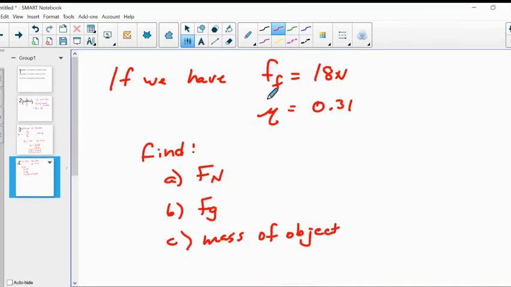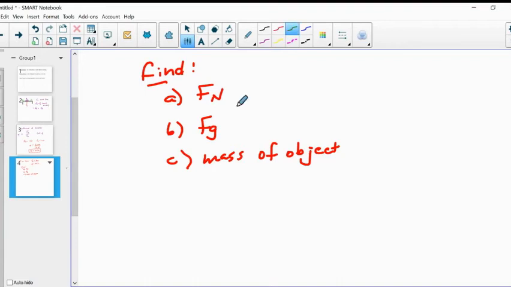So let's say we have a problem. Let's say we know that our frictional force is 18 newtons, and we have a coefficient of friction between the surfaces of 0.31. And we need to find the normal force, the force of gravity, and the mass of the object. So where do we start?